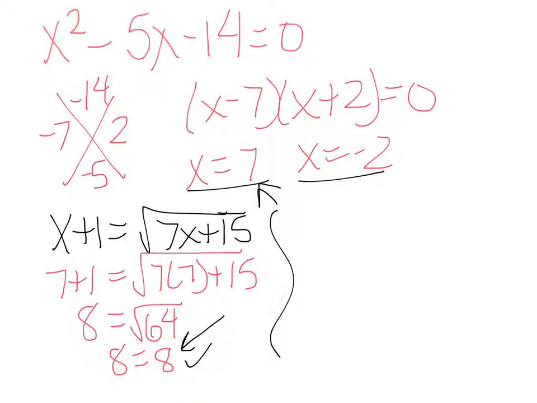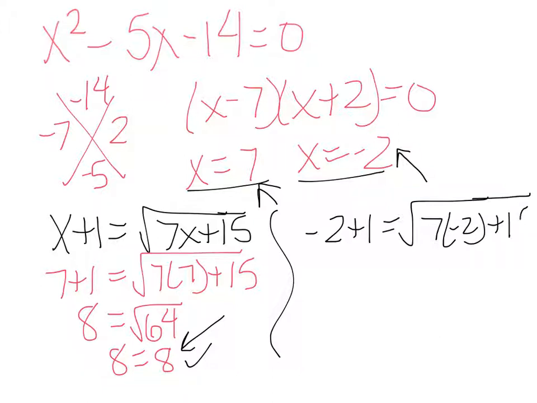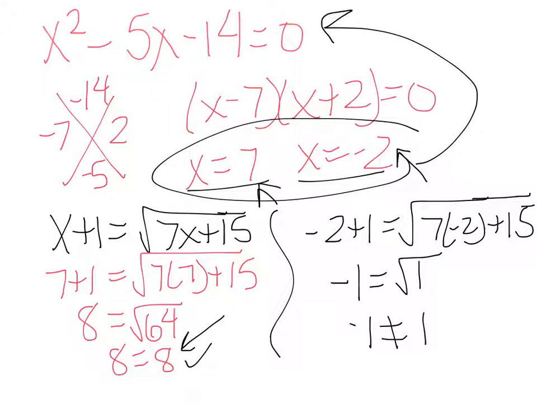Now we're going to try x equals negative 2. So we'll have negative 2 plus 1 is equal to the square root of 7 times negative 2 plus 15. That would be negative 1 is equal to the square root of 1. So negative 1 is not equal to 1. So x equals negative 2 is an extraneous solution. Both of these work if we plug them back into the squared equation, but if we plug them back into the original, only x equals 7 is going to work. So 7 would be our solution.